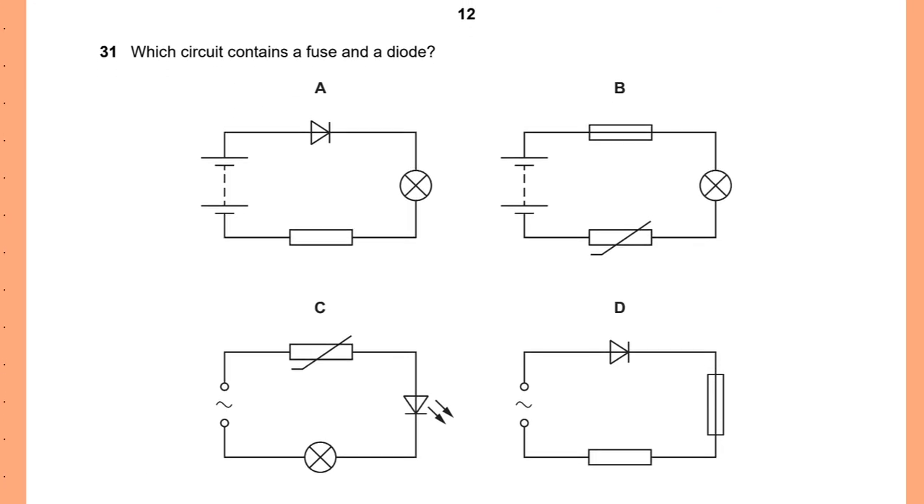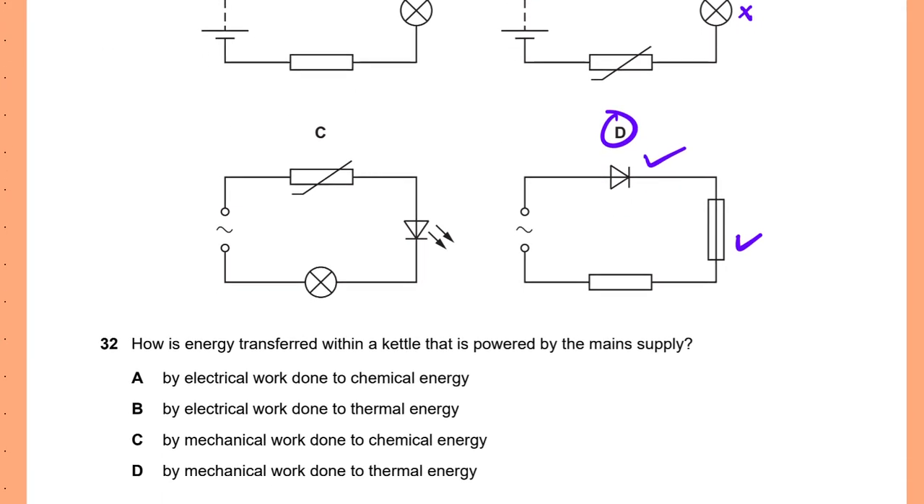31. Which circuit contains a fuse and a diode? This is the diode. None of these are the fuse. This is a fuse. This is a lamp. This is a fuse and this is a diode, so it's option D. Easy. 32. How is energy transferred within a kettle that is powered by the mains supply? In that case, you have electrical energy which is transferred to thermal energy. So electrical work done to thermal energy, which is option B.